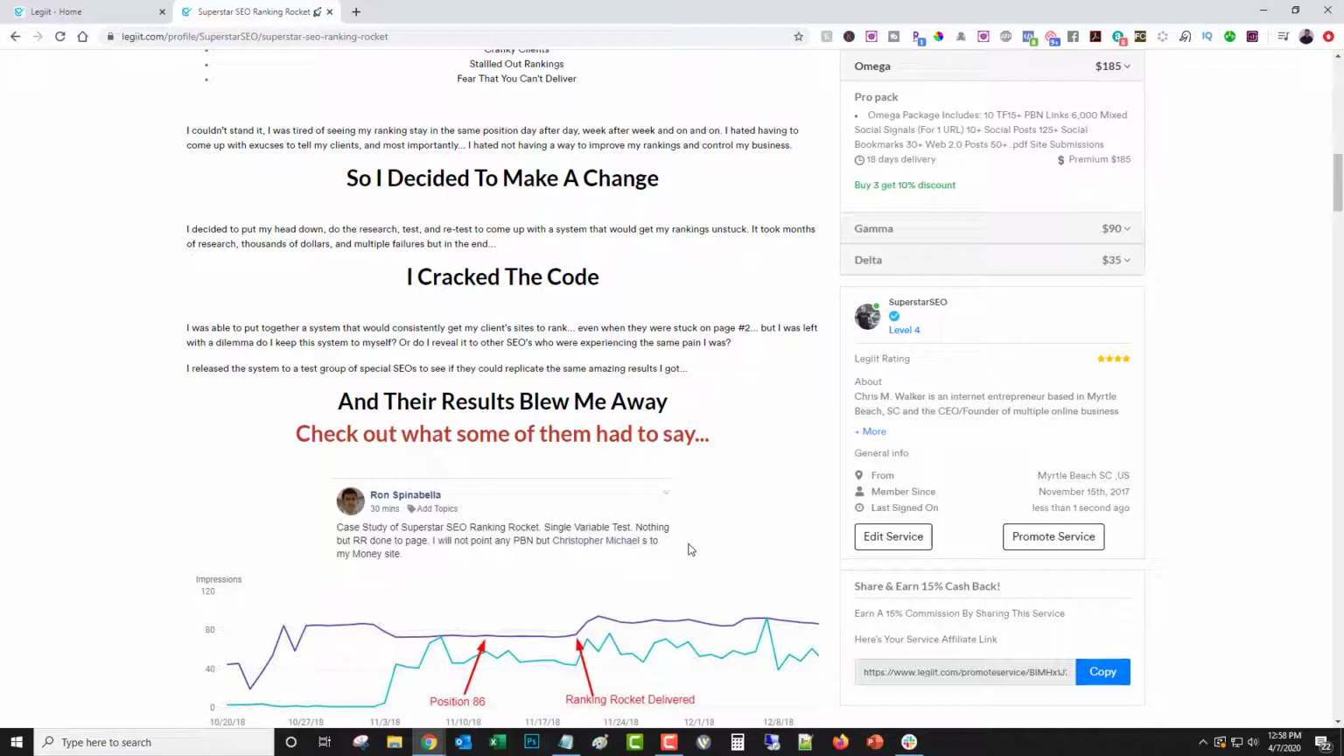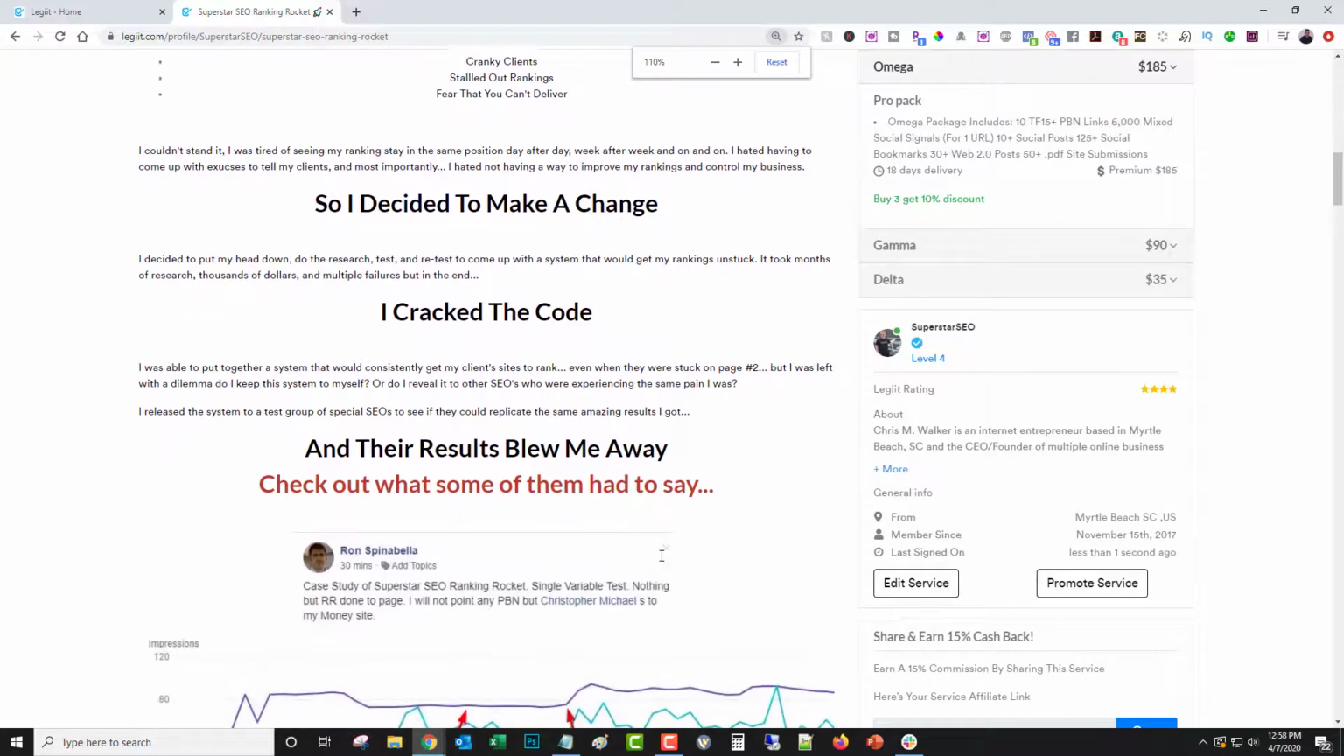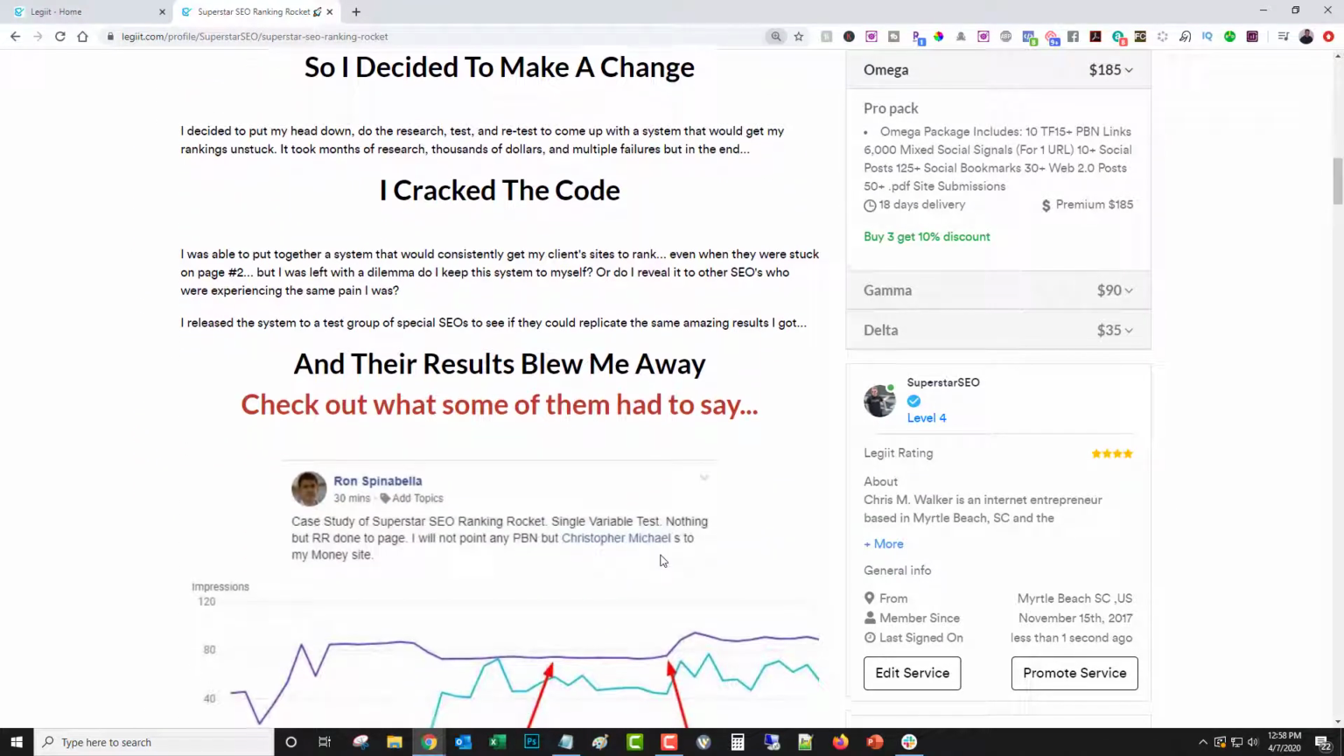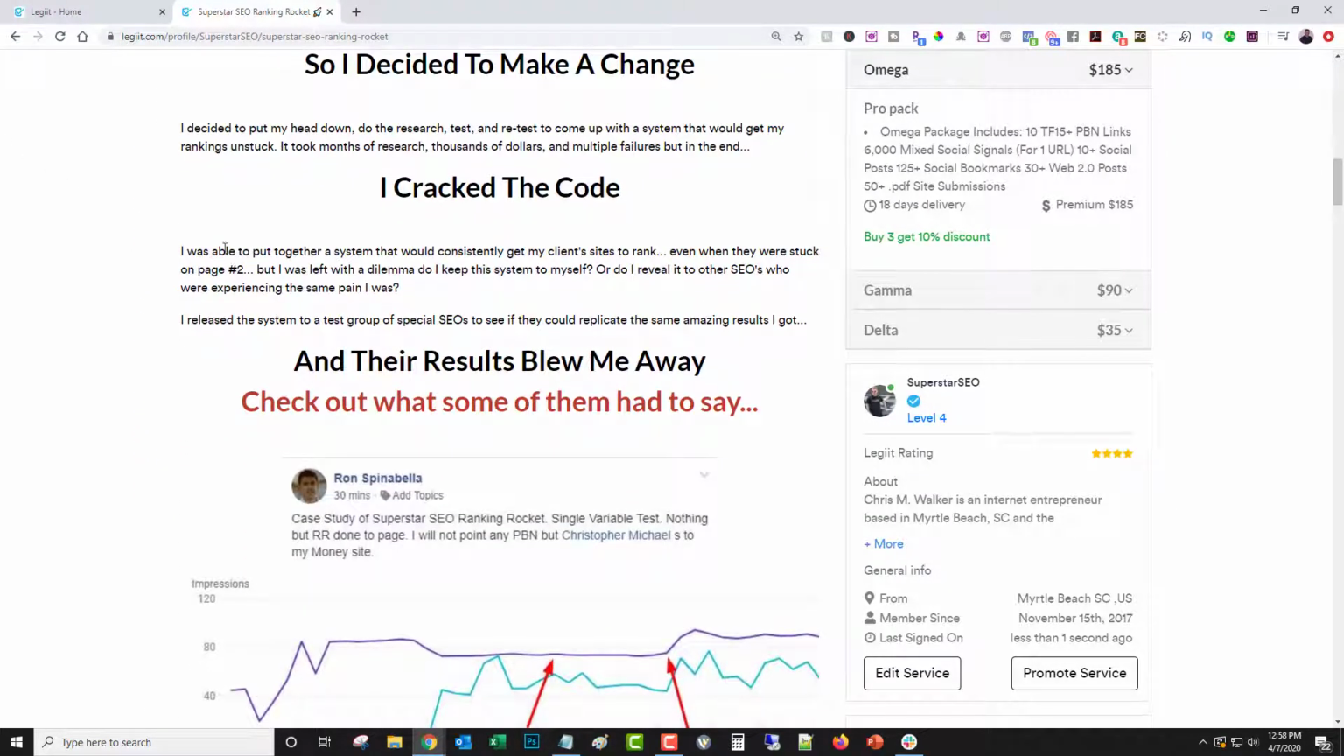But I was left with a dilemma. Do I keep this system to myself? I'm just zooming in so you can see it a little better. Or do I reveal it to other SEOs who were experiencing the same pain I was? See, at that point, I was even blatant about it, that we're talking about their pain. And I'm also emphasizing that I have the secret to their success.